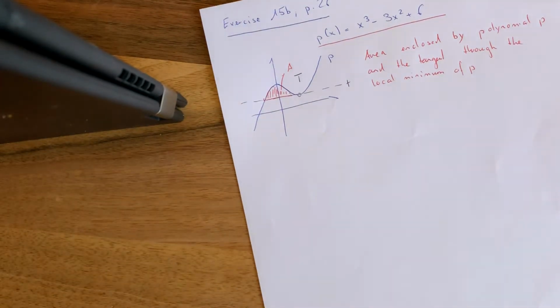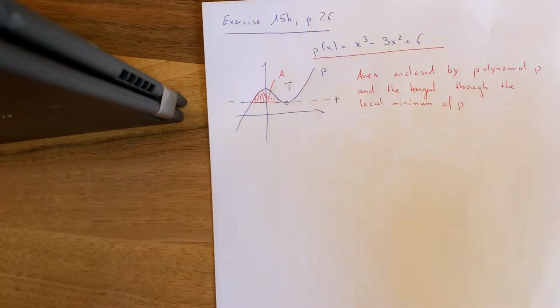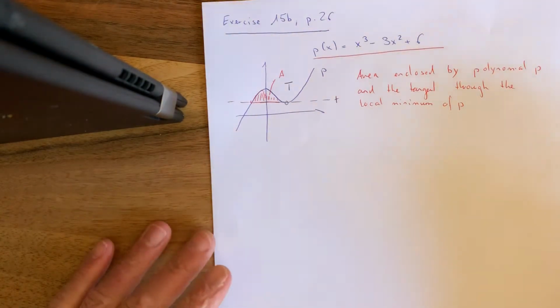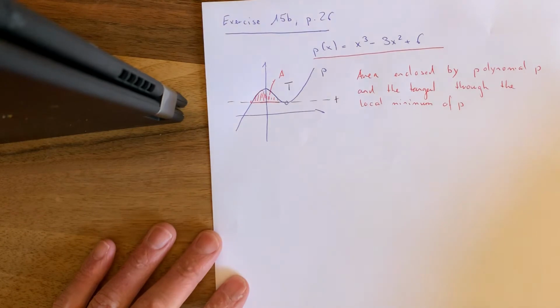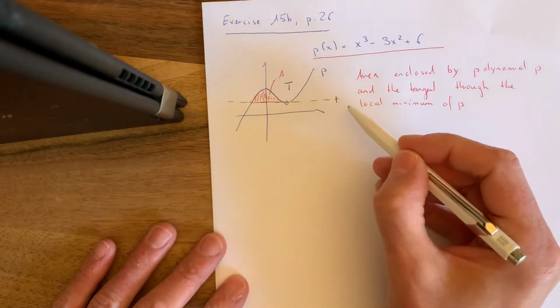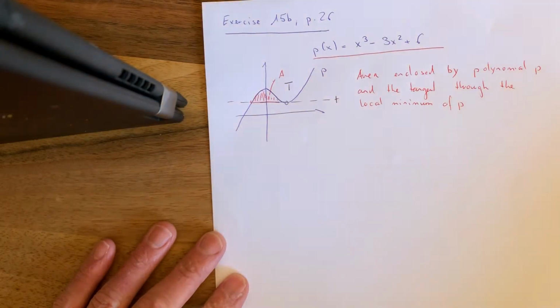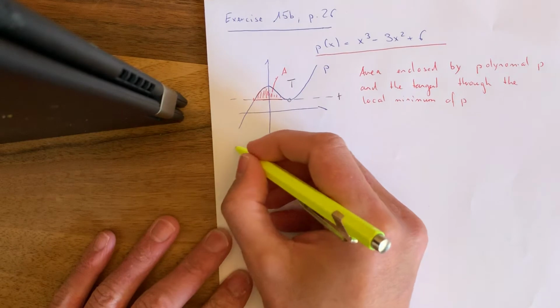Okay, so this is our problem. We need to find the size of that area. However, before we start with that, we're of course going to need two things. First of all, we need to know the coordinates of point T, and in addition, we are of course going to need the equation of the tangent. So let's start with the local minimum.